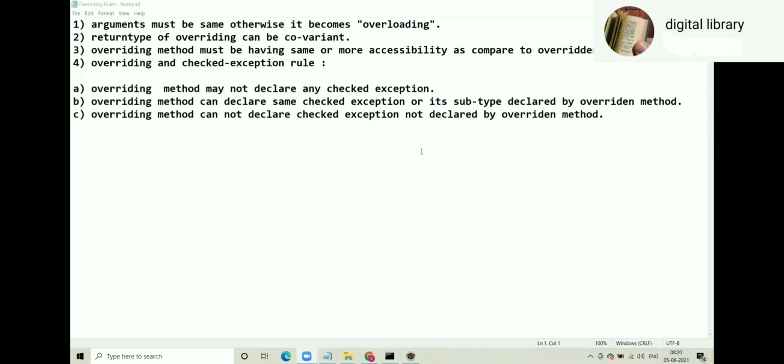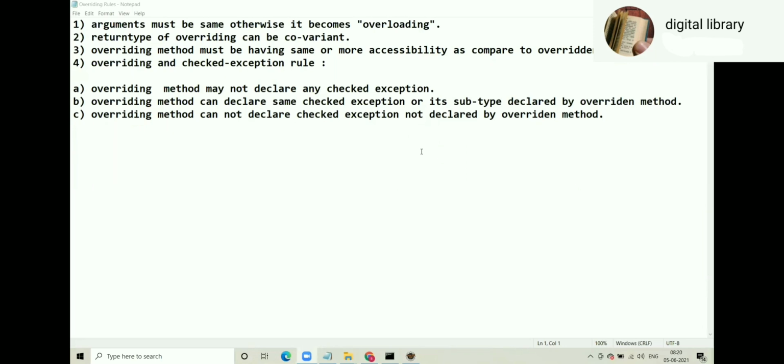Now, all these points seem challenging or complicated, but they are not complicated at all if you understand them properly. And that's why I decided to discuss it in the morning. That's why I did not discuss this point yesterday at the end.